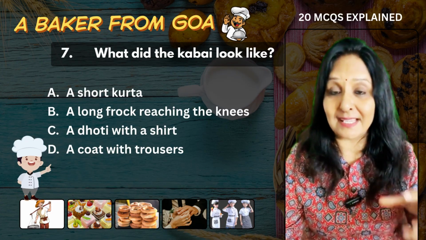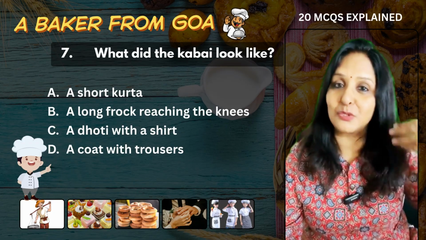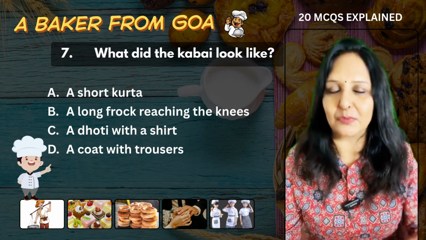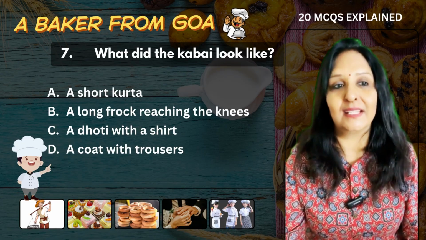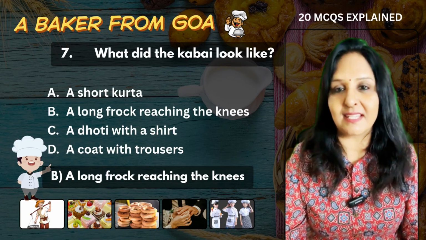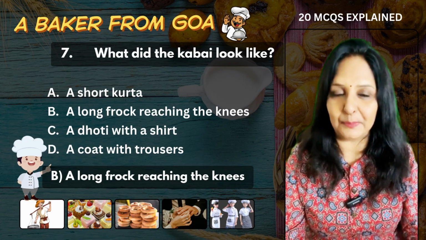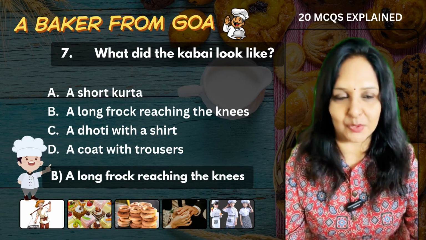Now, question number 7, what did the kabai look like? Kabai is a long frock that used to be worn by the baker. That was what he used to wear. So how did it look? It looked like a long frock reaching the knees, and the correct answer is option B. And I'm sure you would have guessed it right.